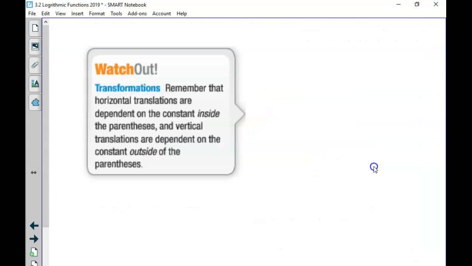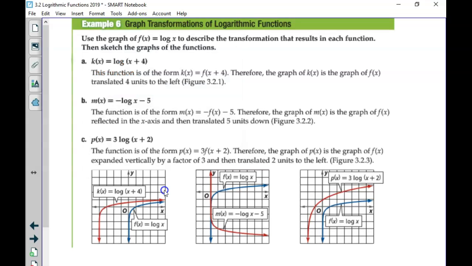All right, there can be transformations. It says, remember that horizontal translations are dependent on the constant inside the parentheses. Vertical are dependent on the outside the parentheses. So what would this do? Just discuss the transformations. This is a quick review, guys. Inside, so it shifts what? Left.